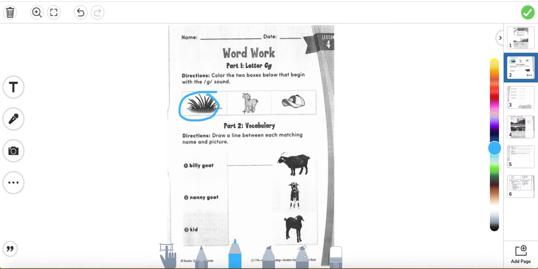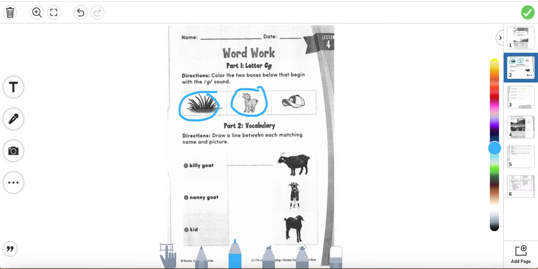Let's look at the next picture. What do you see? A goat. G, G, goat. Does the word goat have the G sound? Yes. Let's look at the next picture. What is that? A cap. K, k, cap. Does it begin with the G sound? No, so we're going to leave it alone.